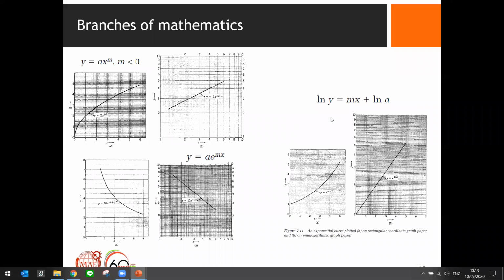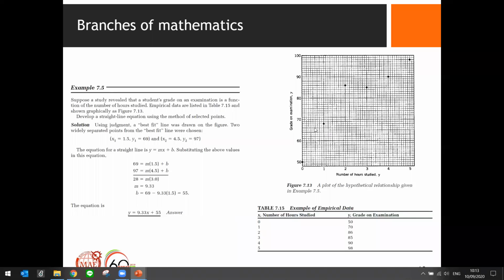When you plot the data, how can we construct the line or the curve appropriately, right? In this case, we have a set of data given in table 7.15, and we just plot it as scattered data. So X, which is the independent variable, we take this as a reference. We plot it on the x-axis. This is the x-axis. So we have 0 hours of study. And Y is the grade. It's the grade on the examination.